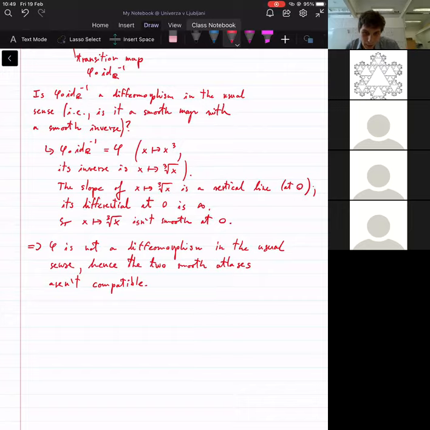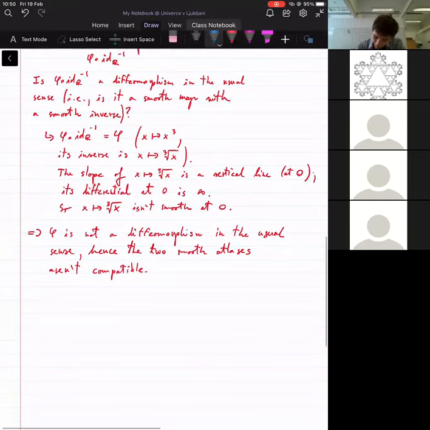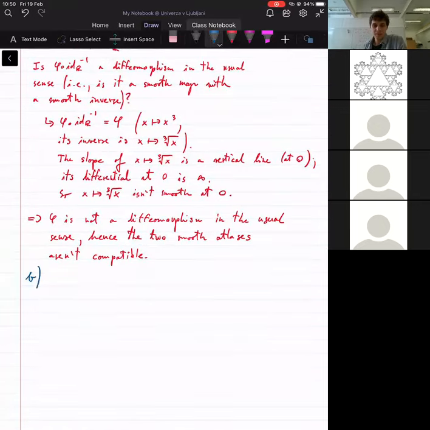So two atlases are compatible if and only if they're diffeomorphic between each other. No, we will see in the B part that these two smooth structures are, I mean, these two manifolds endowed with these smooth structures are diffeomorphic.